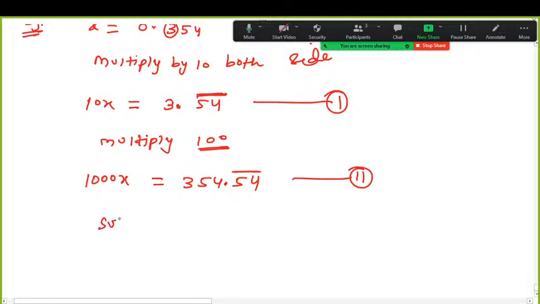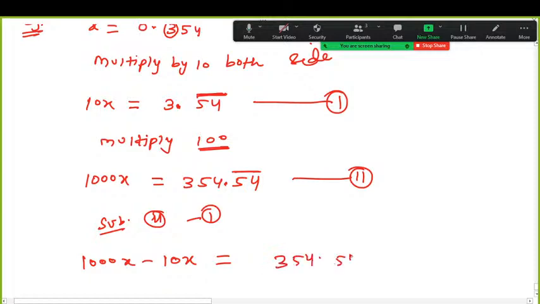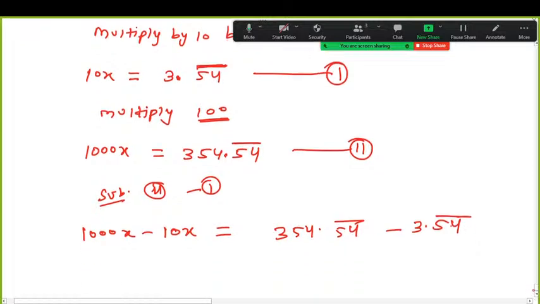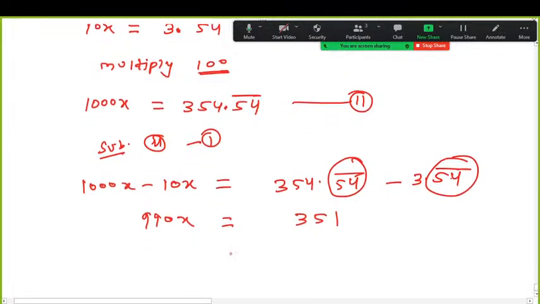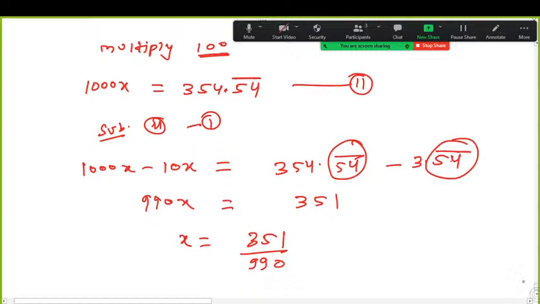Now you need to subtract second with first. What will you get? 1000x minus 10x, and here 354.54 bar minus 3.54 bar. Here you got 990x and here you got 351, because 5454 is exactly the same, you will directly subtract 3 from 354. That is 351. Now you will divide by 990. This is your answer.